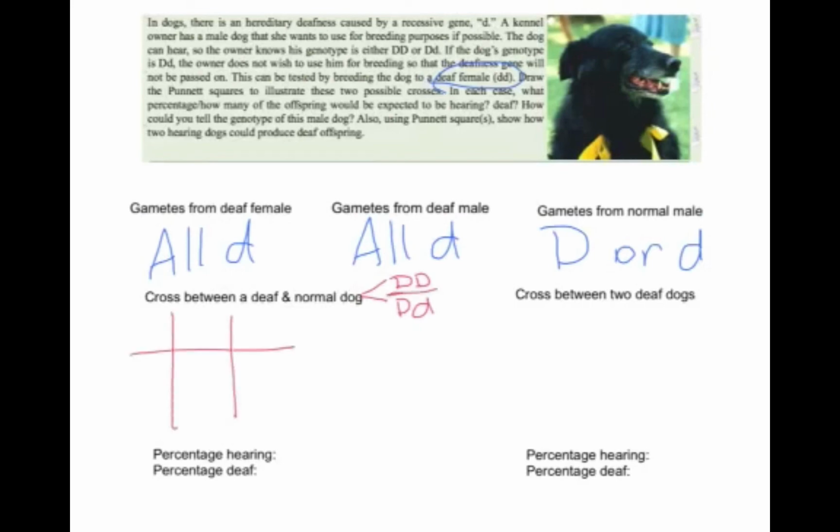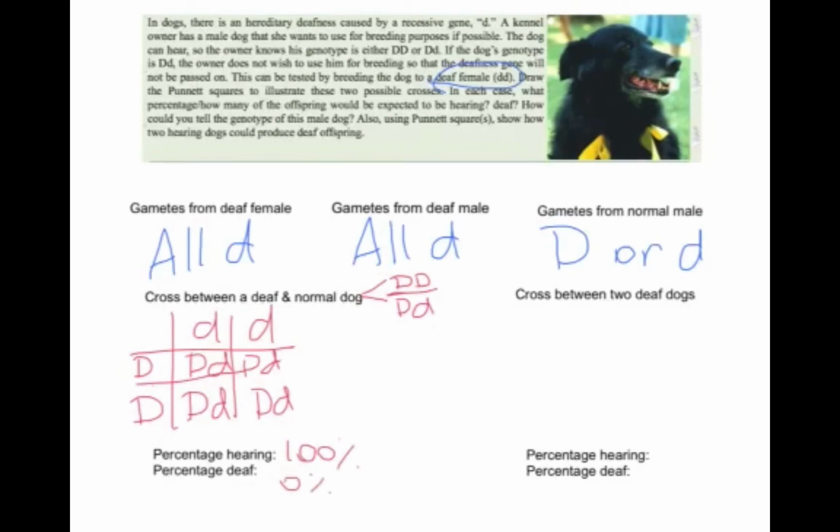So we have a deaf dog, so their genotype is little d little d, and we're using big D big D for the normal dog. So we do our crosses, and we find that all of our offspring are big D, little d. So the percentage of hearing dogs is 100%, and our percentage of deaf is 0.